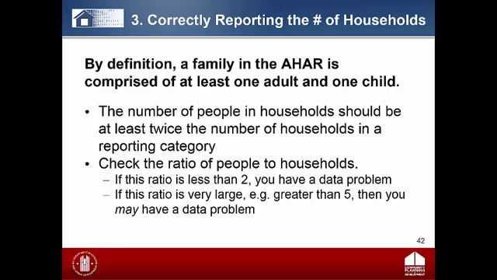In a FAM reporting category, if the ratio of people to households is less than 2, then you definitely have a data problem. If the ratio of people to households is greater than 5, you might have a problem. Large families like this across an entire community are relatively uncommon. If you have this scenario in your community, please include a note explaining why this is not an issue.